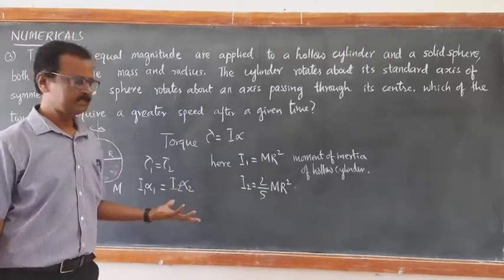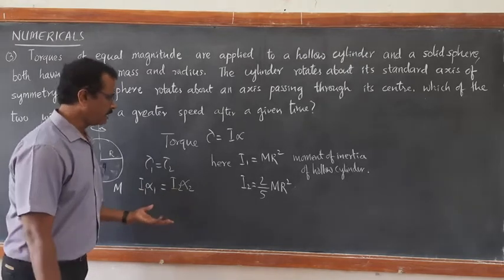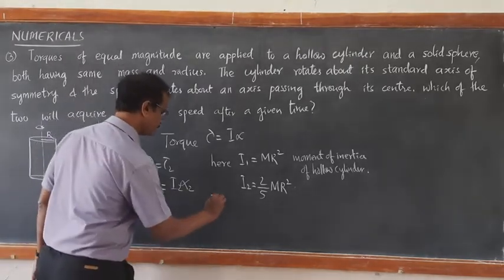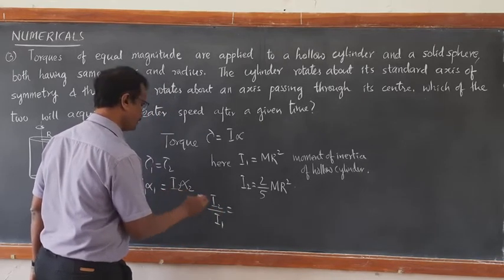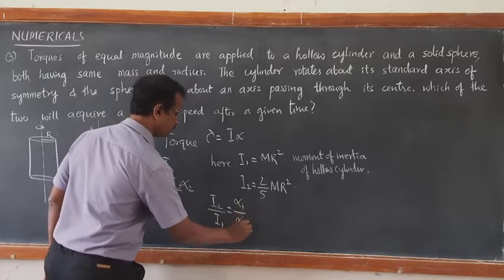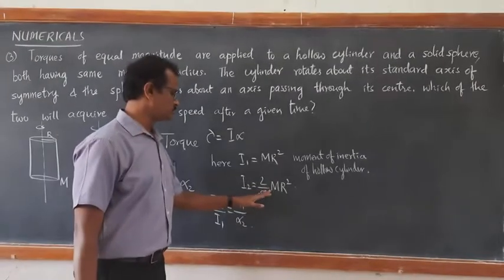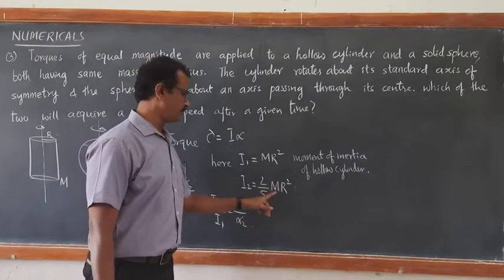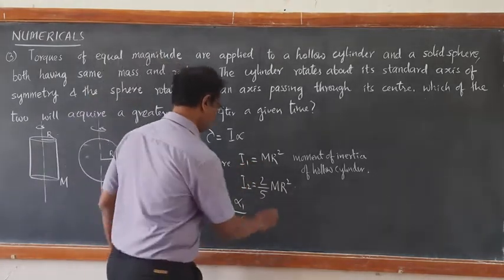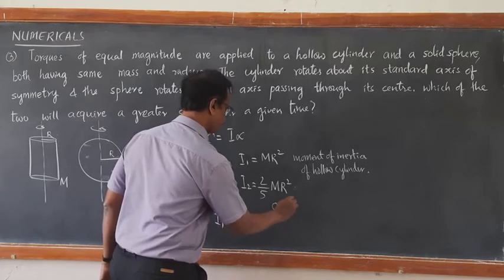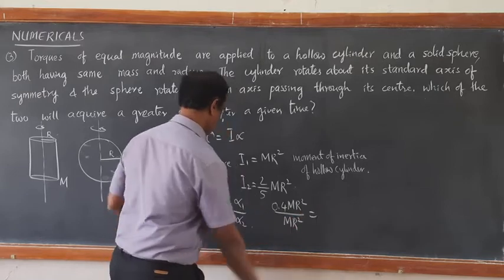That's it. So if you take the ratio of I2 by I1, I2 by I1 is equal to alpha 1 by alpha 2. I2 is less than I1. Definitely 2 by 5 is 0.4, 0.4 mr square is definitely less than mr square. So I can write this as 0.4 mr square divided by mr square is equal to alpha 1 by alpha 2.